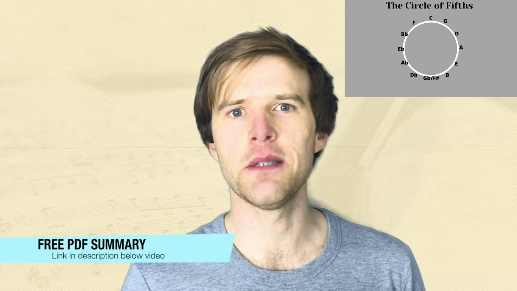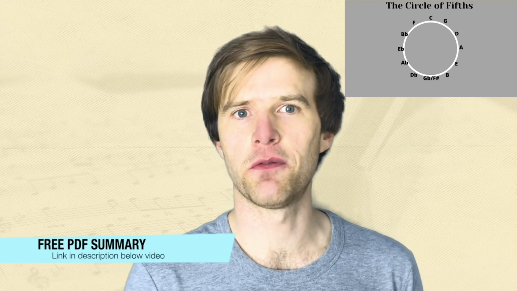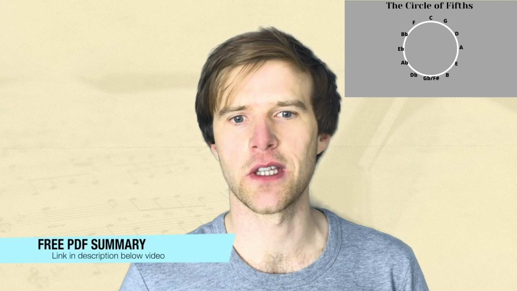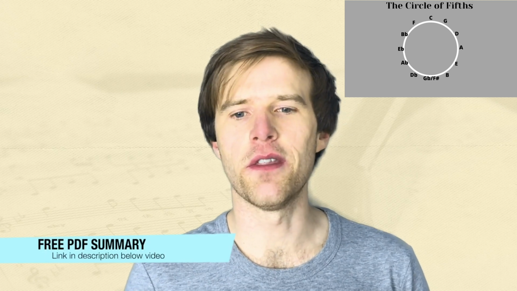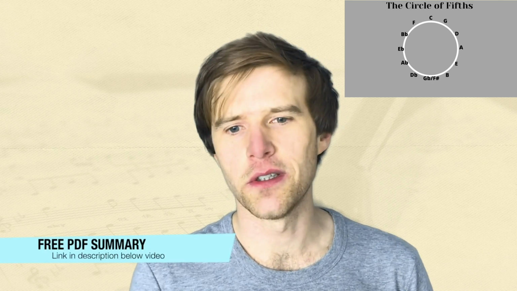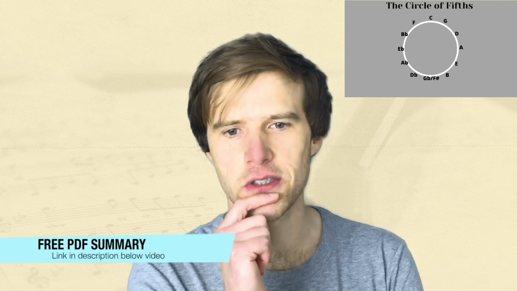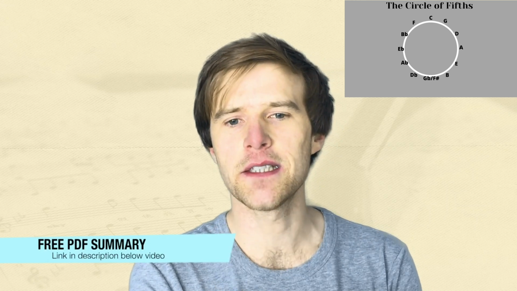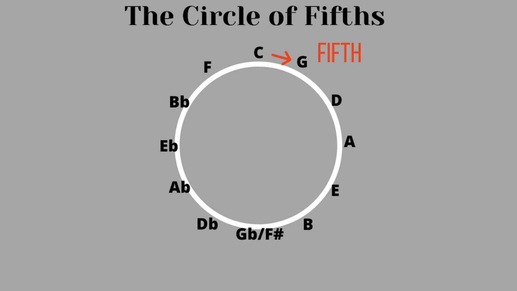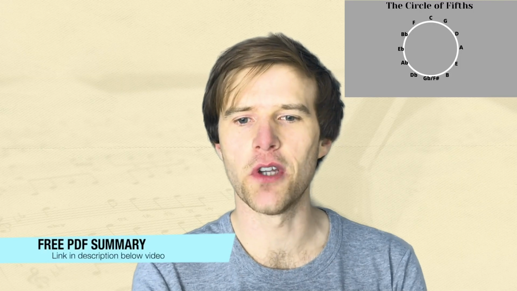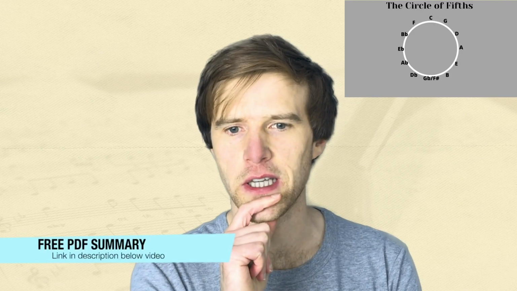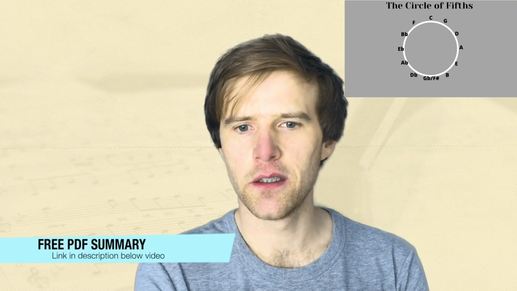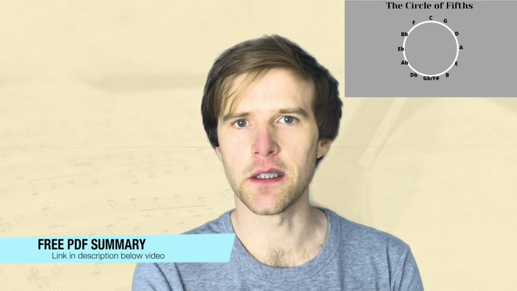So if you take the C major scale and jump up from the first note to the fifth note of that scale, that will give you the next note around the circle of fifths. So in that case, we go from C to G. Now again, if we take the G scale, we can jump up 5 notes from the first note to the fifth of that scale, and we get D. So our next note is D.